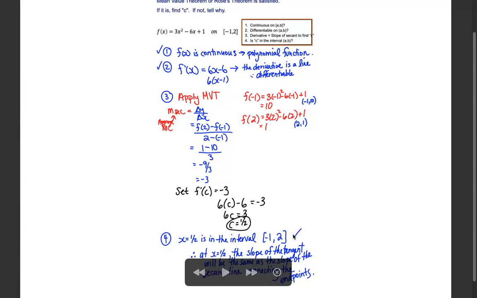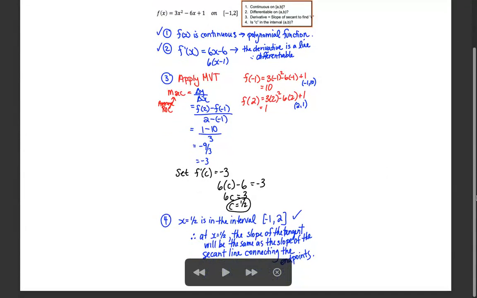And 1/2, luckily, is on the interval between -1 and 2. So we are good to go. We know that at x equals 1/2, the slope of the tangent line will be -3, and that will be the same as the slope of the secant line that connects those two endpoints. Okay, so the mean value theorem applied, and we were able to find the c value for x that has the same instantaneous rate of change as the average rate of change.